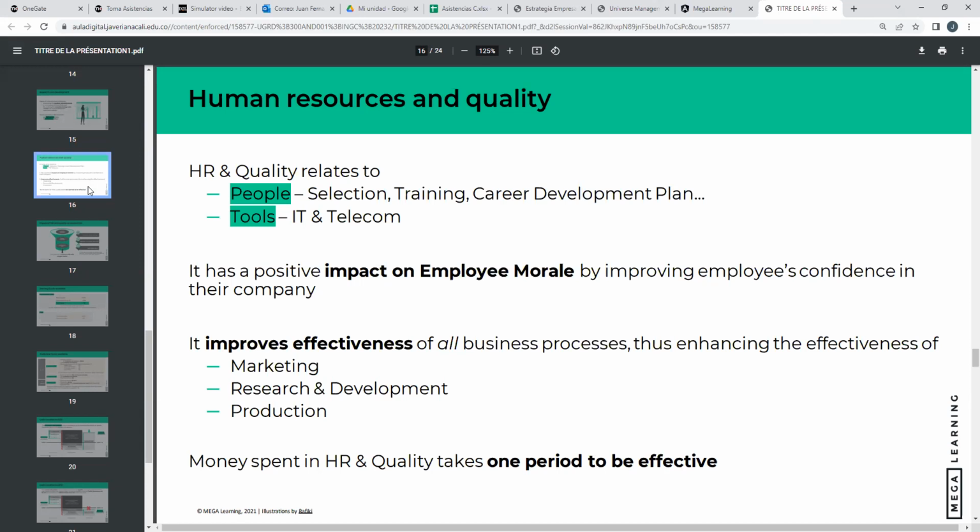If you invest in human resources, you are improving the effectiveness of all business processes. Those are marketing processes, research and development processes, and production. And there's a lag, like a 1 period lag, because what you are investing right now is going to have positive results in the next round, not in this one. Okay, so this is it for corporate decision tab.